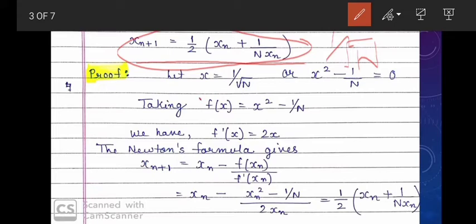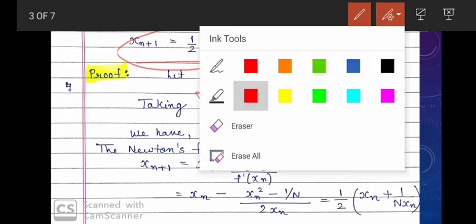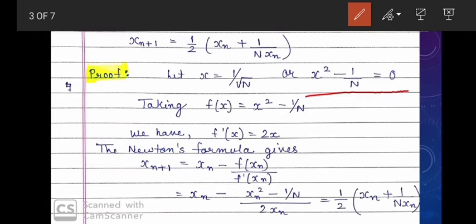So here x is equal to 1 by root N. If we square both sides, then root N turns into N only. So it becomes x square minus 1 by N, because if we square this and bring it to this side, it becomes x square minus 1 by N equal to 0. So we can write f(x) = x square minus 1 by N. We have f dash x equal to 2x. How did we get this? We differentiated this and got f dash x equal to 2x.